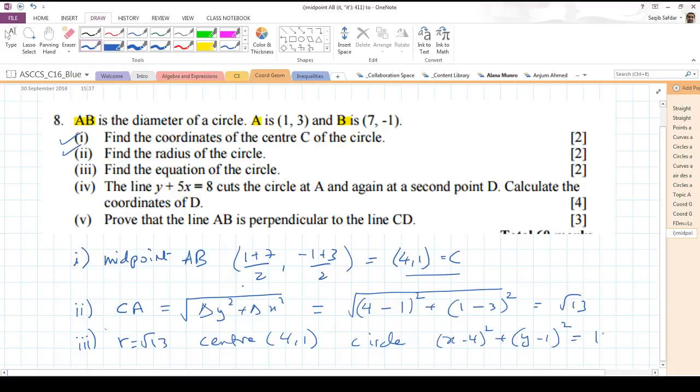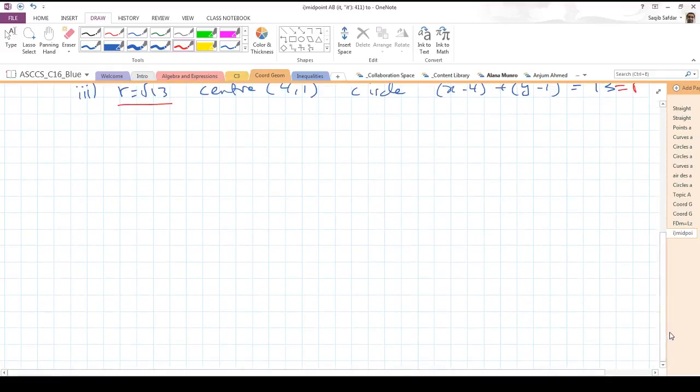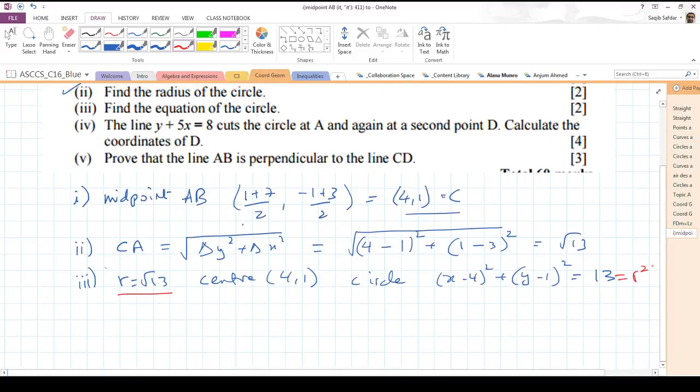Now, this is again a place where sometimes it's easy to make a mistake, because what we need is r squared, okay, and r is the square root of 13, so therefore when you square it you should end up with 13. Okay.